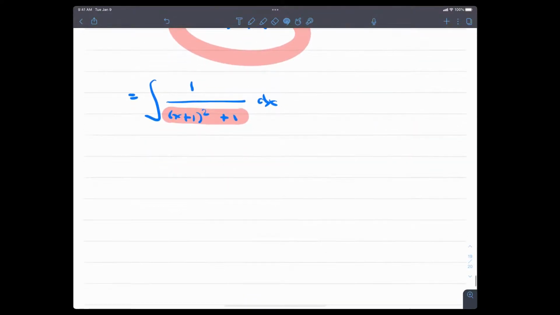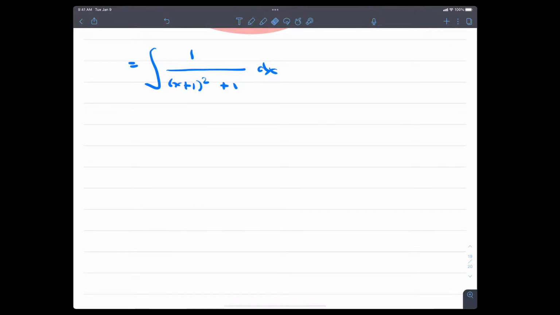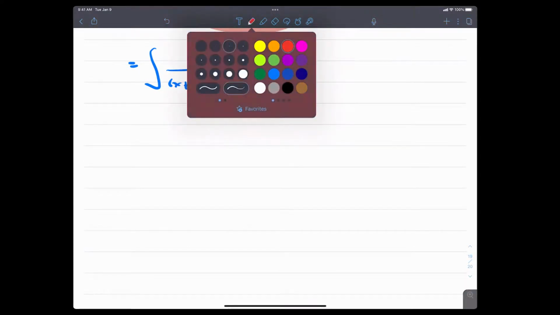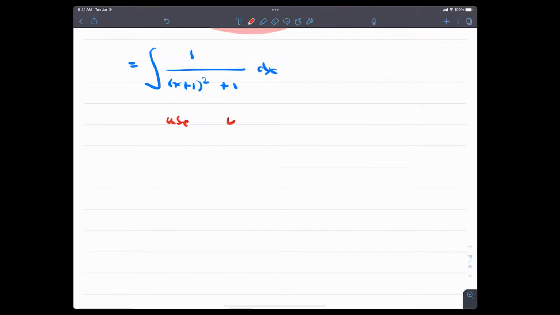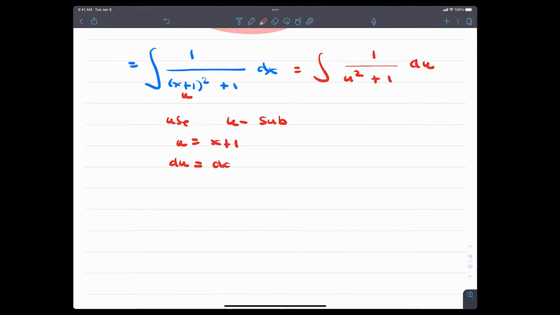Anybody recognize anything about this integral? Yeah, you could use what? Use u sub. Right? You say, what do you mean? This is my u. And if u is x plus 1, we know du becomes dx. So this integral is going to be the integral of 1 over u squared plus 1 du by u substitution.